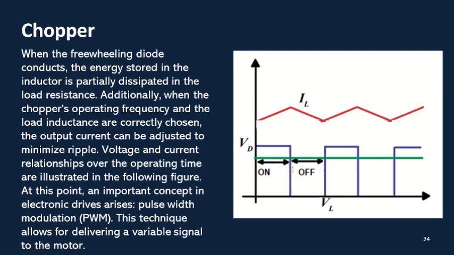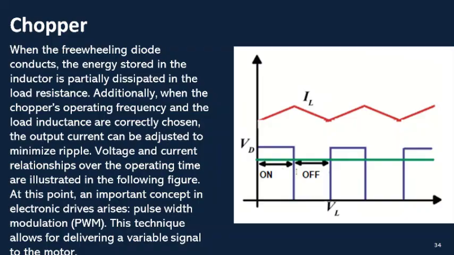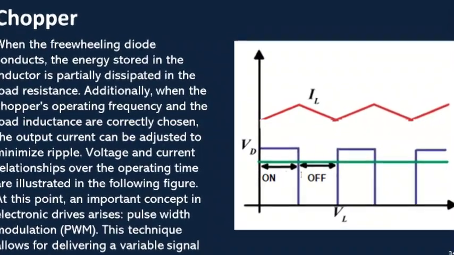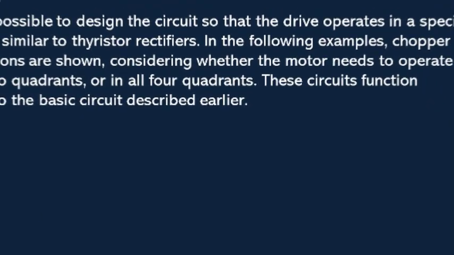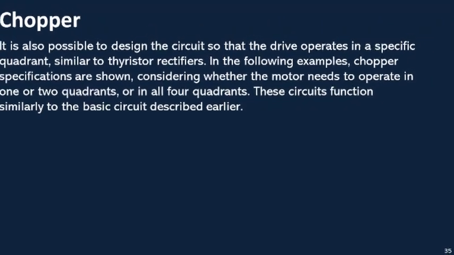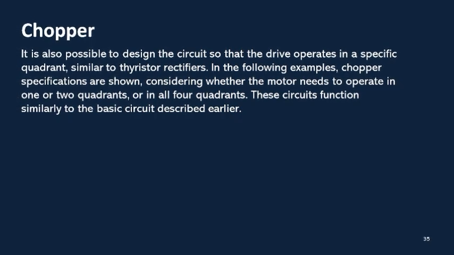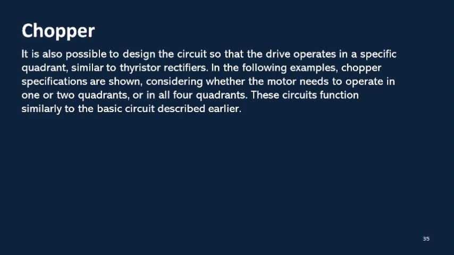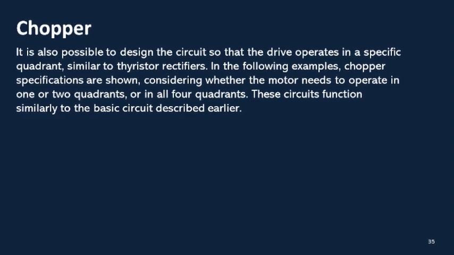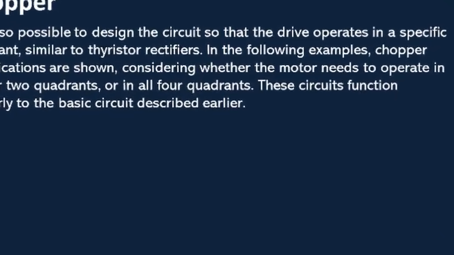At this juncture, a crucial concept in electronic drives emerges: pulse width modulation, PWM. This technique enables the delivery of a variable signal to the motor, facilitating precise control over its operation. Similarly to thyristor rectifiers, it is feasible to configure the circuit so that the drive operates within a particular quadrant. The following examples illustrate chopper specifications, taking into account whether the motor necessitates operation in one quadrant, two quadrants, or all four quadrants. These circuits operate in a manner akin to the fundamental circuit discussed earlier.